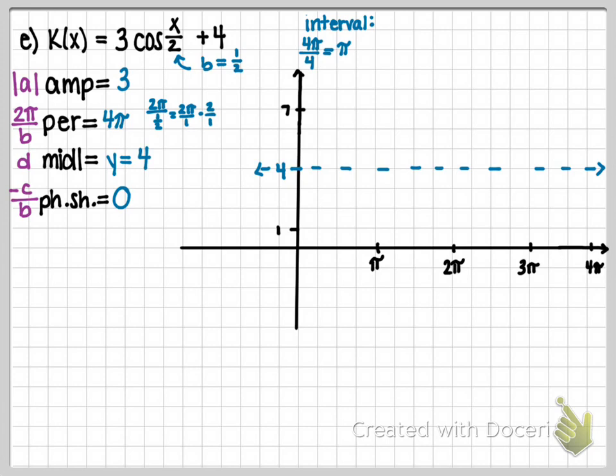Since I am graphing cosine, that starts at a maximum. Then I'm at my midline at pi. Then I'm at a minimum at 2 pi. Then I'm at the midline at 3 pi. Then I'm back to a maximum at 4 pi. So my graph just gets real big and stretched out.